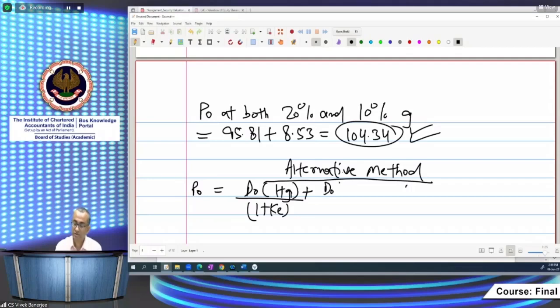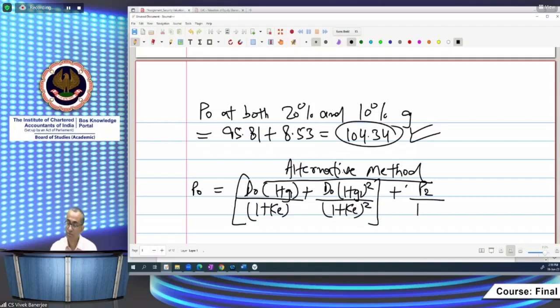Then it is for the first year. For the second year, it will be 1 plus G1. G1 is the supernormal growth rate, which is 20%. So (1 plus G1) square upon (1 plus K) square for the second year, plus Pn. Pn is basically the beginning of the normal growth rate period, or the end of the super growth period. So the beginning of the normal period is P2, so P2 upon (1 plus K) square.